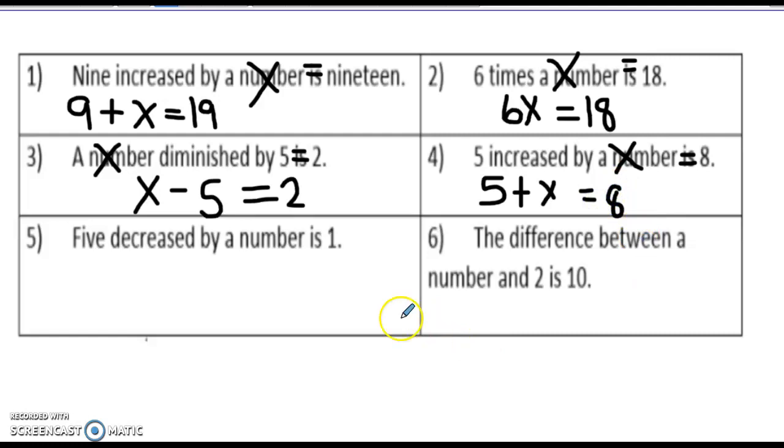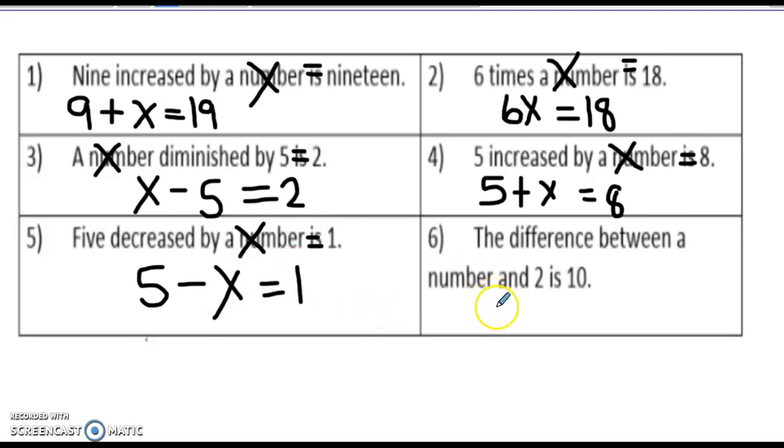Number 5, 5 decreased by a number is 1. 5 decreased by a number, so that's my unknown value, so I'll use the variable x. Is 1, is means equals, equals 1. 5 decreased by x equals 1. 5 decreased by is subtracted by x equals 1.